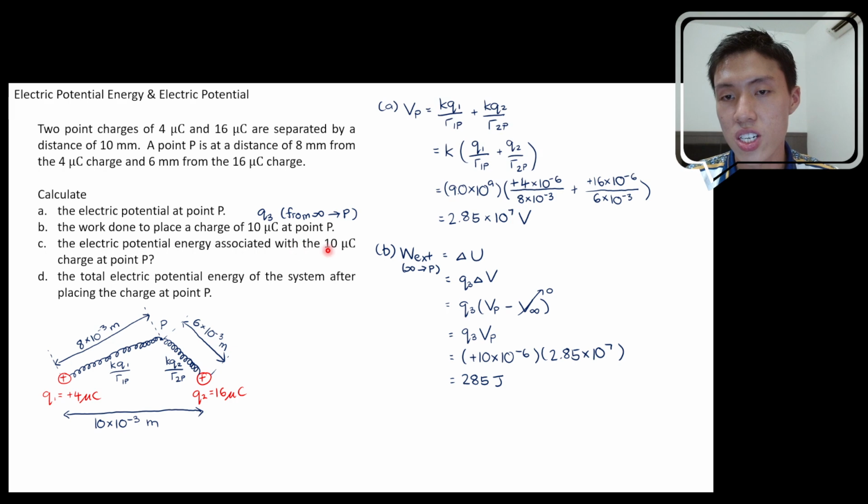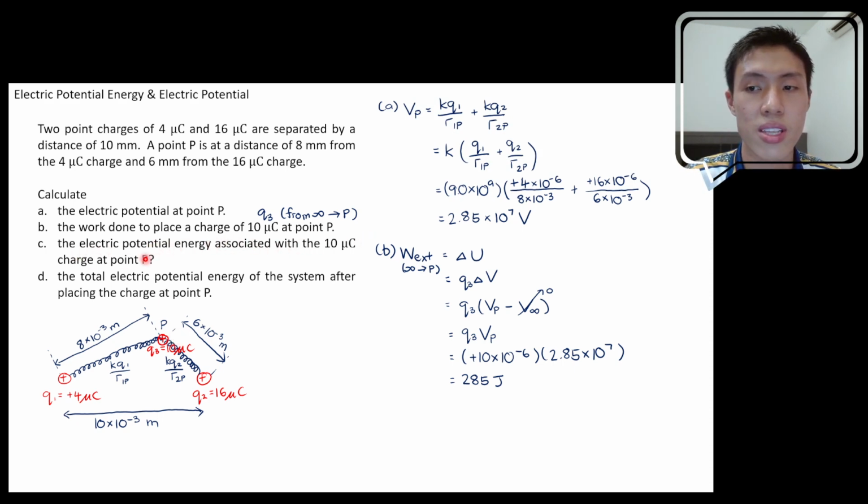The electric potential energy associated with the 10 microcoulomb charge at point P. So now we have already brought the positive 10 microcoulomb charge into the picture. Let's put positive 10 microcoulomb Q3 inside here. As I mentioned in class before, they can either ask for the electric potential of a certain charge, or the electric potential energy of the whole system. In this case, they're asking for the electric potential energy associated with the 10 microcoulomb charge, so specifically the energy related to Q3.